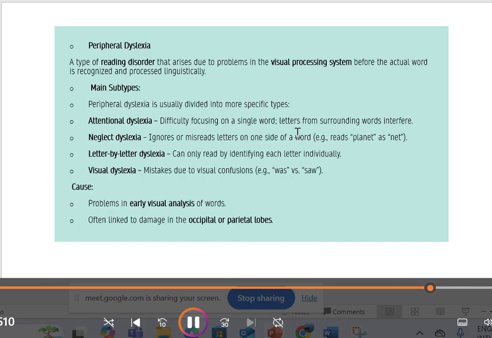Peripheral dyslexia is a type of reading disorder that arises due to a problem in the visual processing system before the actual word is recognized or processed linguistically. It is different from surface dyslexia. Peripheral dyslexia is usually divided into more specific types: attention dyslexia, neglect dyslexia, letter by letter dyslexia, and visual dyslexia comes under this.